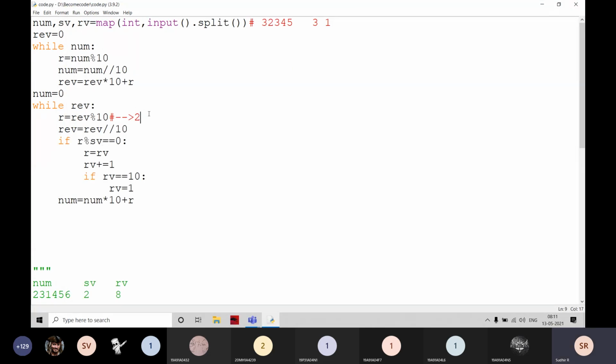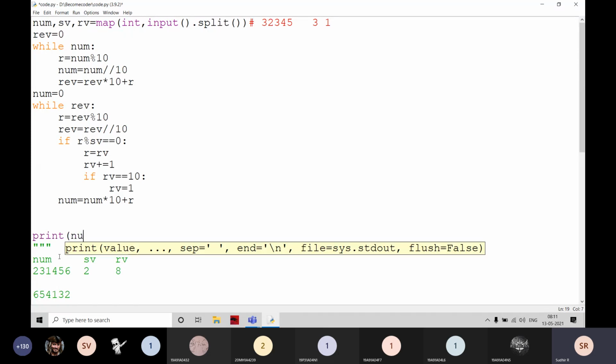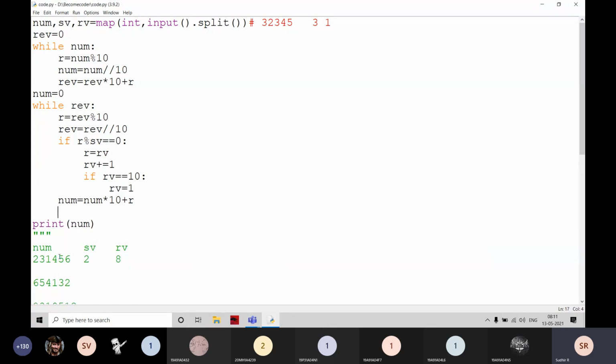What am I doing here? I will dry run it. Just try to understand what I am writing here. First of all, note it down. I am going to print num here. Just try to write it down, everyone, what I am writing, and I will dry run it and show you how it is working. I will write it outside also, no problem for that, or inside also, no problem.